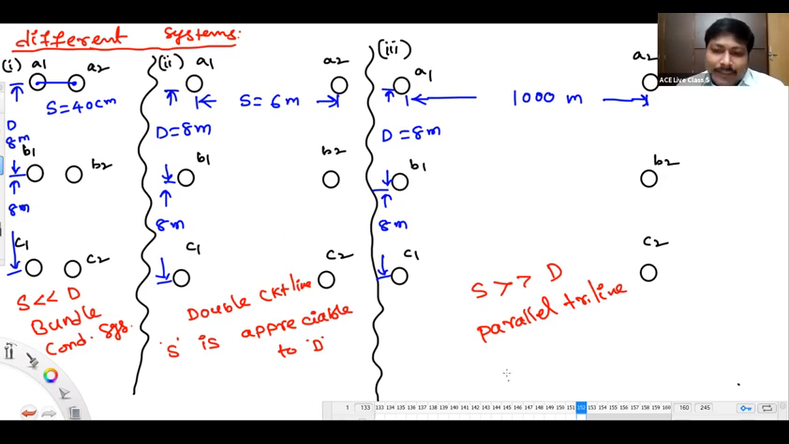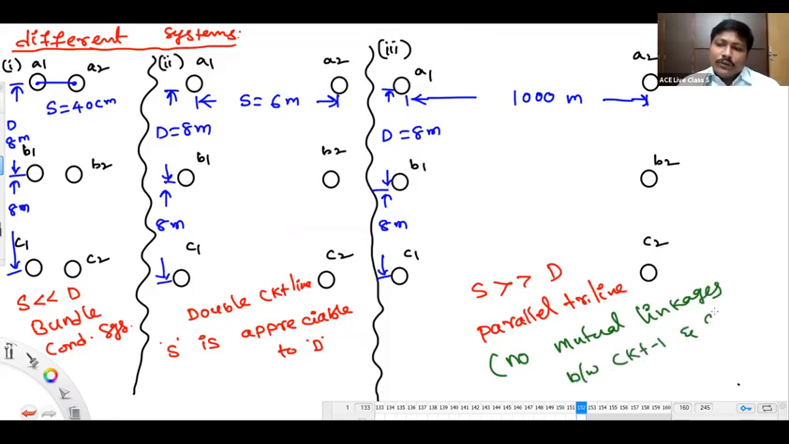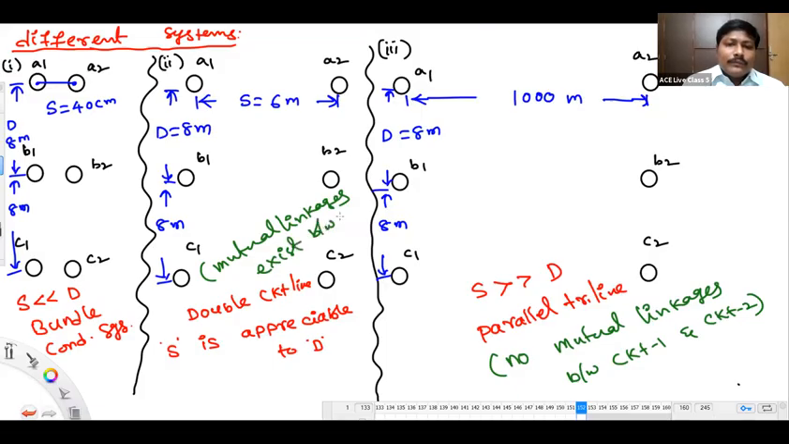Third system. Can we have appreciable mutual linkages between circuit one and circuit two? Appreciable? No. So I'll write here in brackets, no mutual linkages between circuit one and circuit two. But here, mutual linkages exist between the circuits.